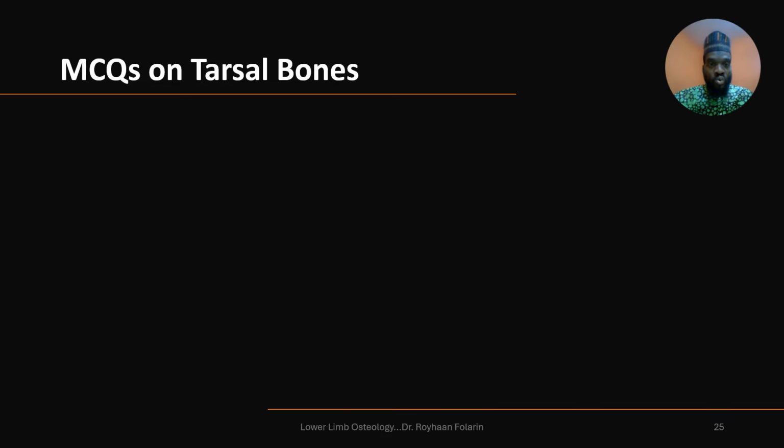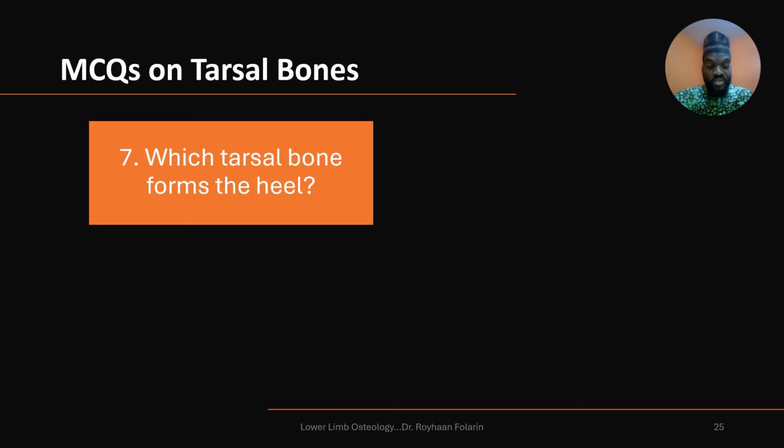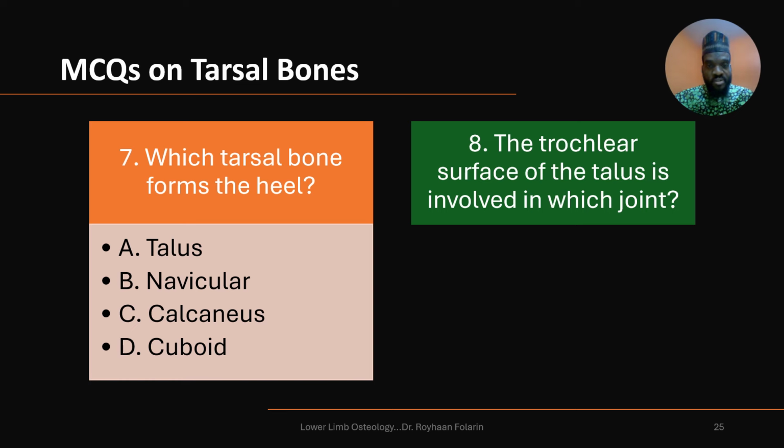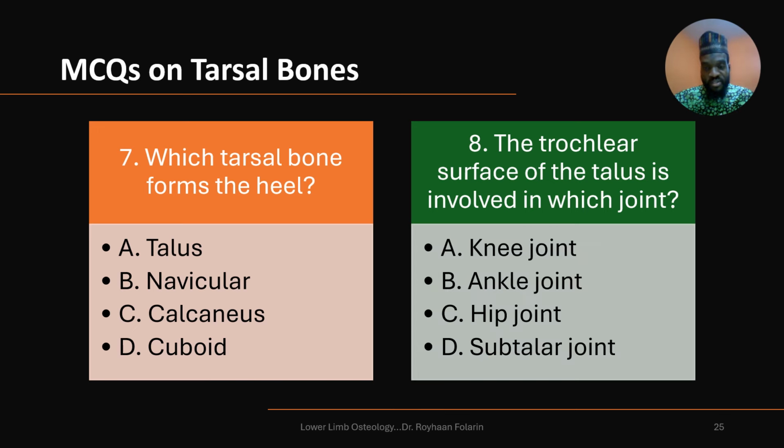So we're back to questions now. This time around, question 7, I'm asking which tarsal bone forms the heel. Is it the talus, the navicular, the calcaneus, or the cuboid? And question 8, the trochlear surface of the talus is involved in the formation of which joint? If you remember, is it the knee joint, the ankle joint, the hip joint, or the subtalar joint?